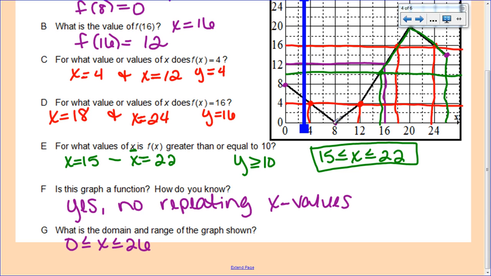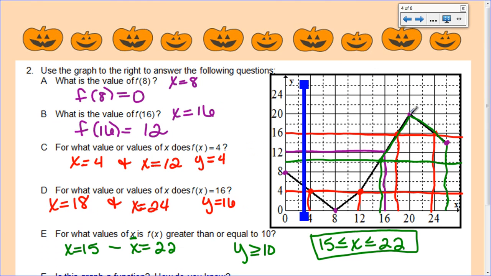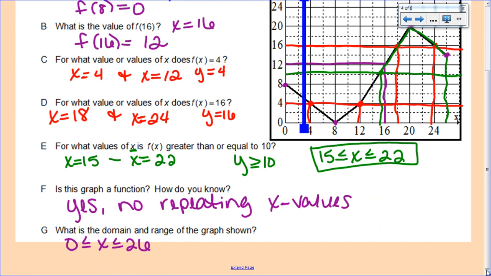The range starts down here at the bottom at 0 and goes all the way up here to 20, which is the highest point. So the lowest point is 0 and the highest point is 20. So it's all the way from 0 to 20. So there is your domain and your range. So that's how we use the graph to evaluate functions.